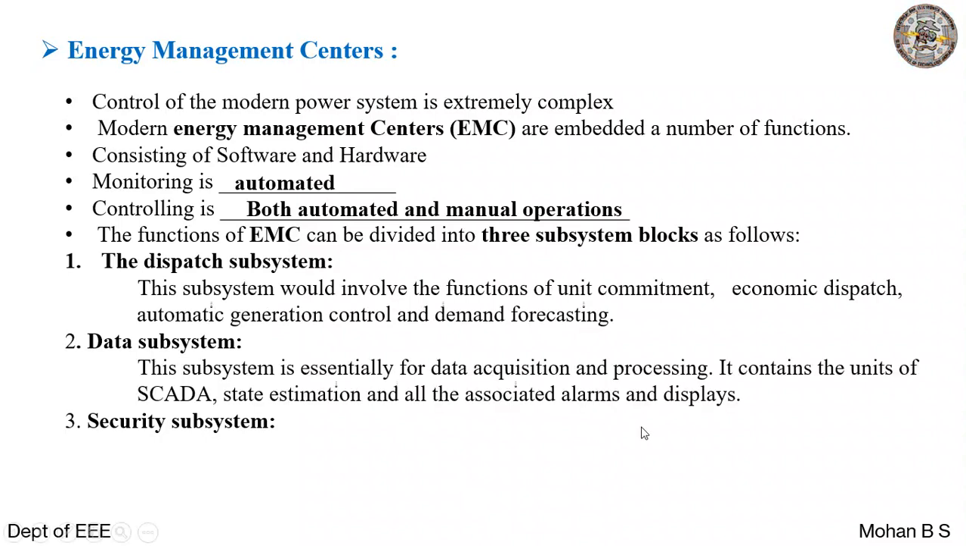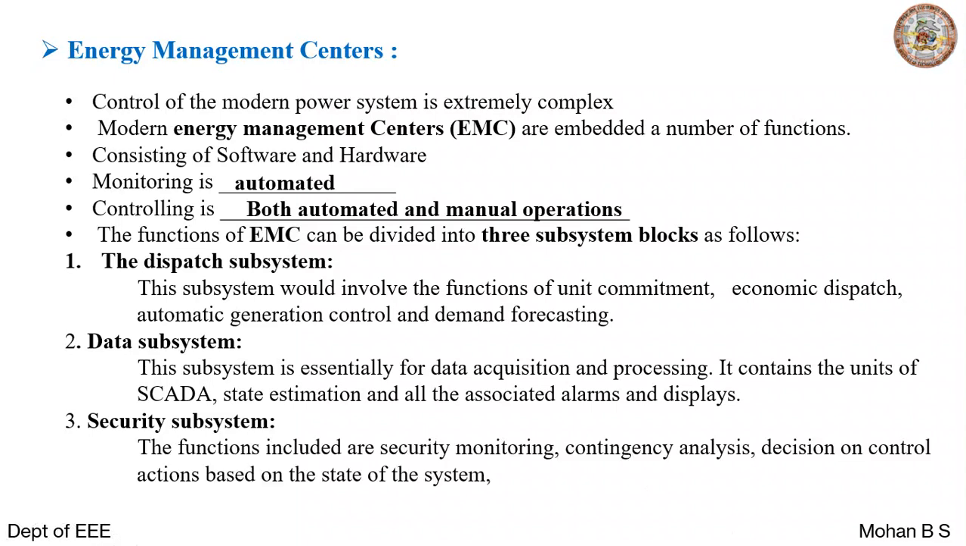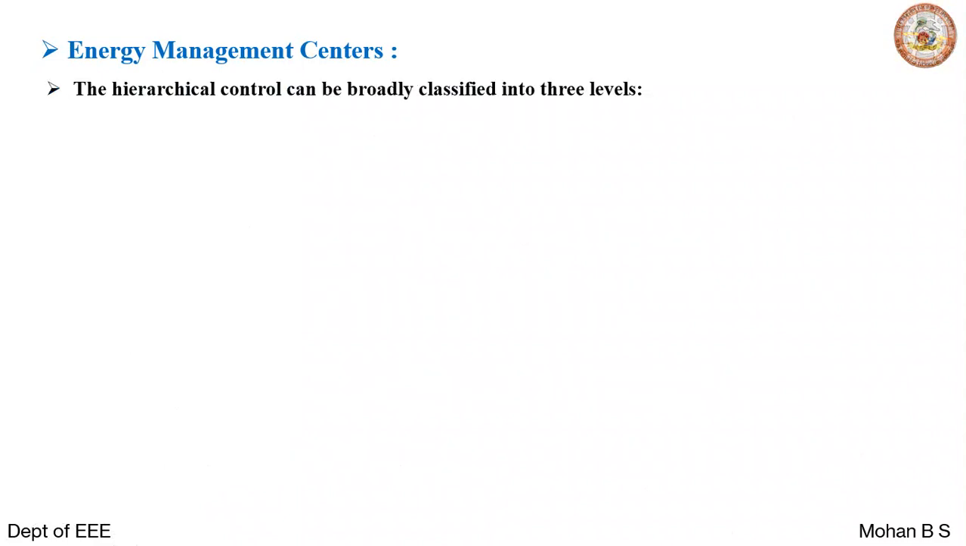Data subsystem. This subsystem is essentially for data acquisition and processing. It contains the unit of SCADA, state estimation, and all the associated alarms and display. Security subsystem. The function includes secure monitoring, contingency analysis, decision of control action based on the state of the system. Now, there are different hierarchies which are classified.